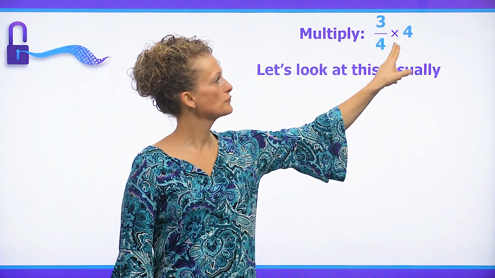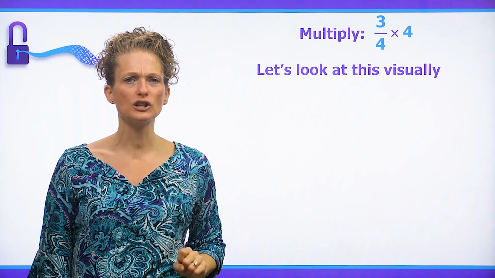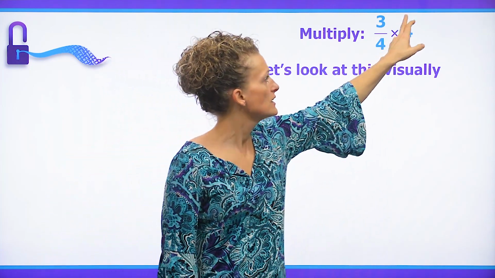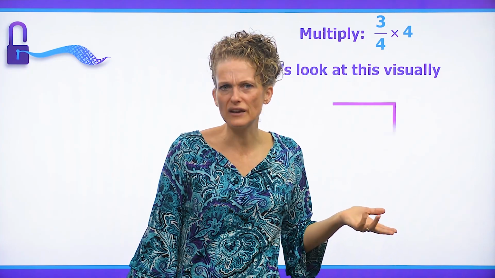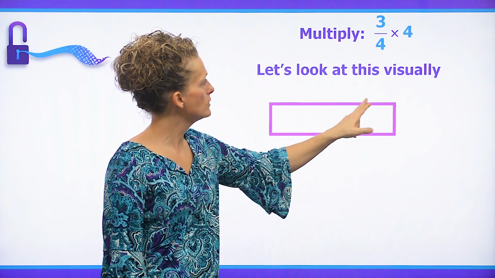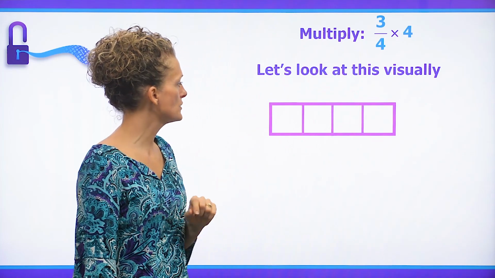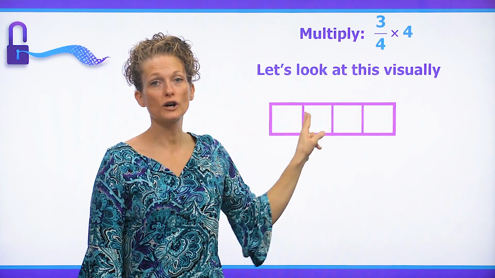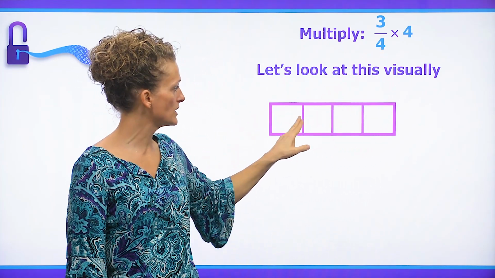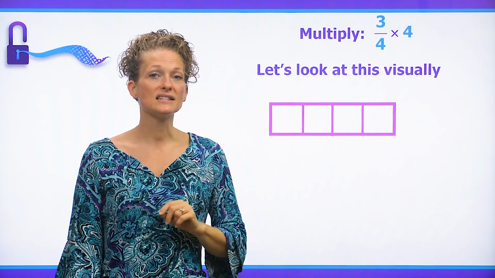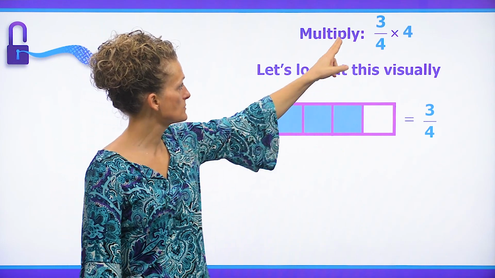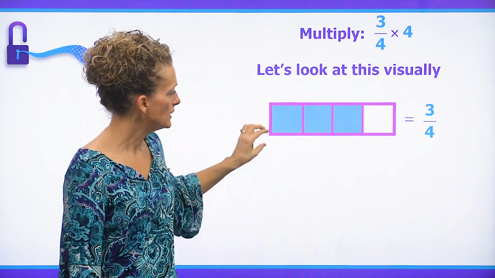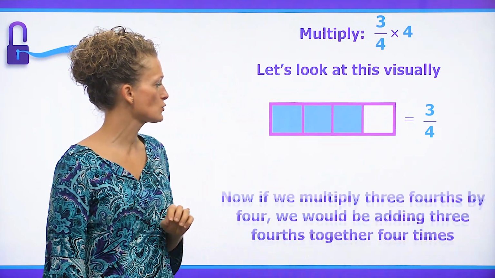Multiply 3/4 times 4. Now this time we're going to look at this visually because you'll notice that we have this whole number which doesn't look like a fraction. So how do we multiply that? Well, let's take our whole. We're going to look at 3/4 first, and we're going to divide it into 4 equal pieces. So 1, 2, 3, 4. And since we're looking at 3/4, we're going to shade 3 of those pieces because remember that's what the numerator tells us to do. So this right here represents 3/4.